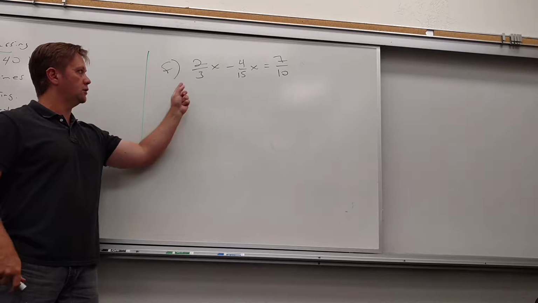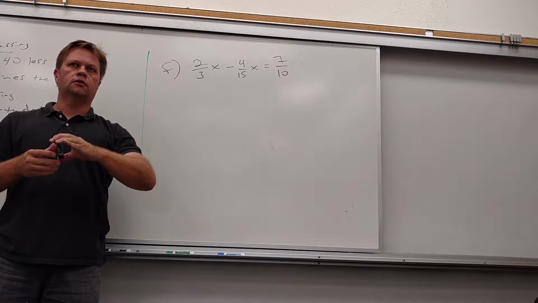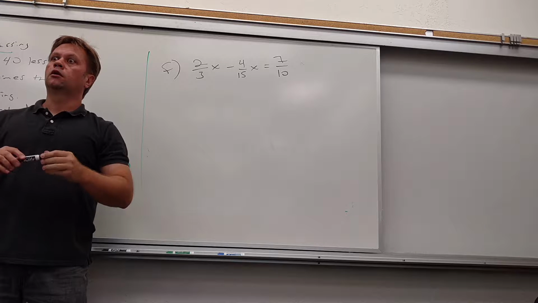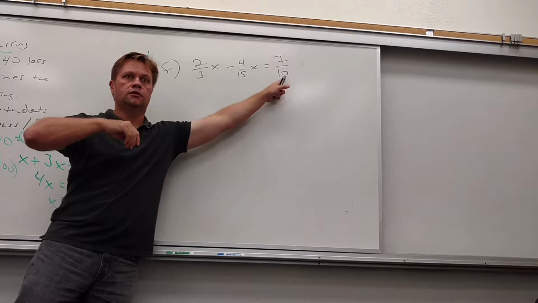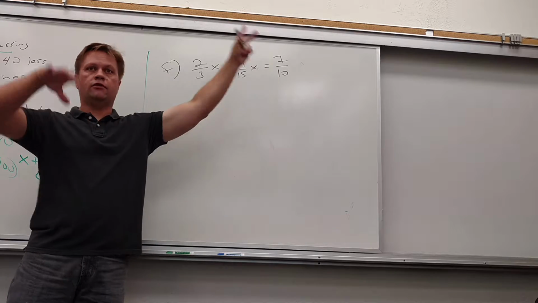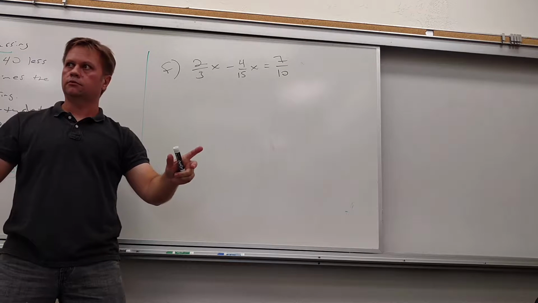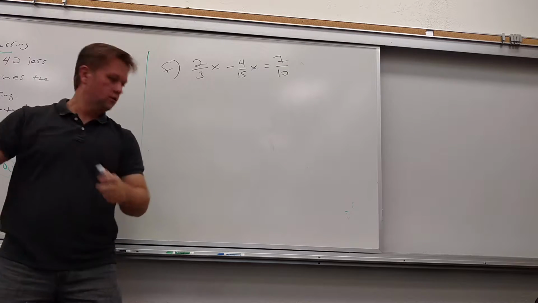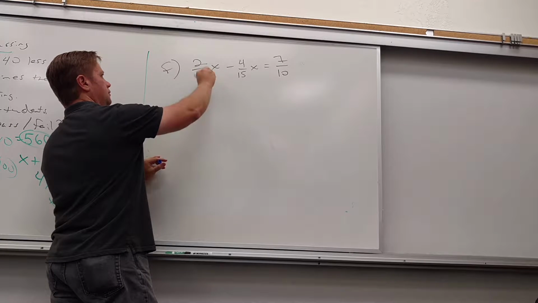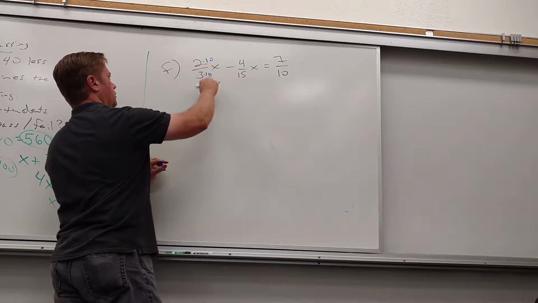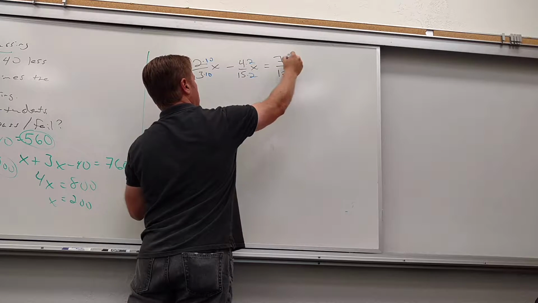What can I do to work towards killing all my fractions? Multiply by 30. Yes, my LCD is going to be 30. If I can make all of these have a 30 on the bottom, I can then multiply by it, and it's going to cancel, just like that 4 earlier. So what does this guy need? 10 to make it 30. This guy needs 2. This guy needs 3.